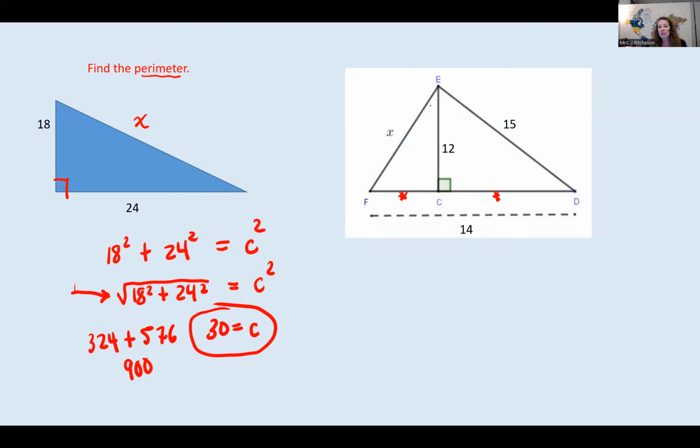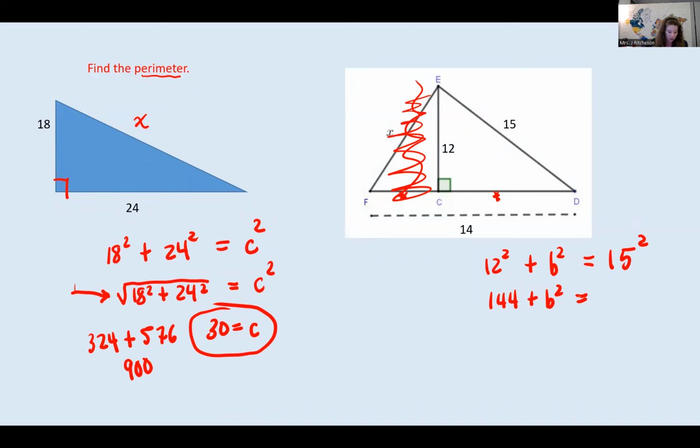Okay, so let's ignore all of this for a minute. Let's just think about this right triangle. So what's missing here? We have one leg. We don't know the length of the other leg. And we know the hypotenuse is 15. So the first thing we need to do is find out the length from C to D. So we're going to do 12 squared plus, we don't know what A is, and B is 12 squared, either way. But we know 15 must be our hypotenuse. So 12 squared is 144 plus B squared is equal to 15 squared, which is 225.